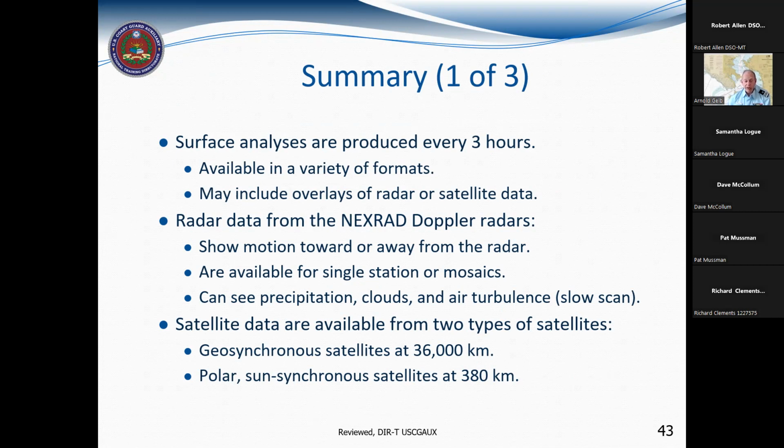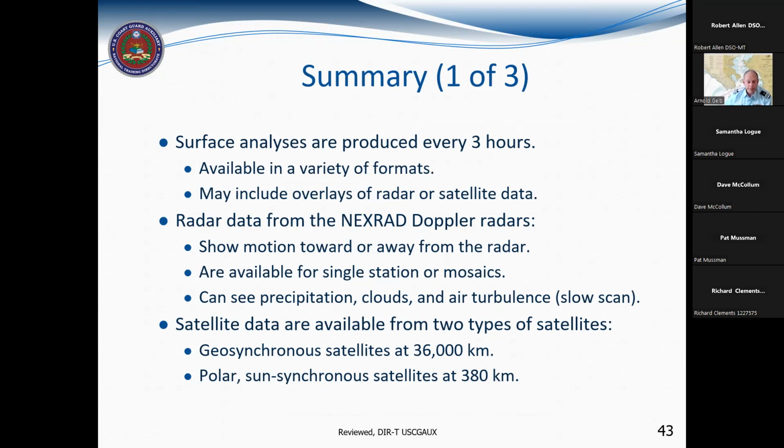Then there are the satellite data that are available from the different types of satellites: the GOES geosynchronous satellites, with GOES East and West at a height of 36,000 kilometers, and then the polar sun-synchronous satellites at a lower orbit. Interestingly, this is showing 360, and I recall it was at a different height earlier, so we'll need to check on that to see which one is proper.